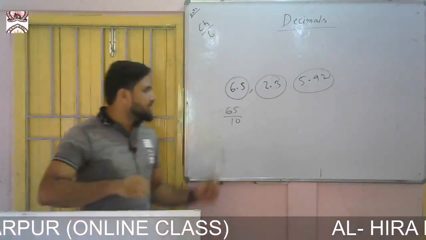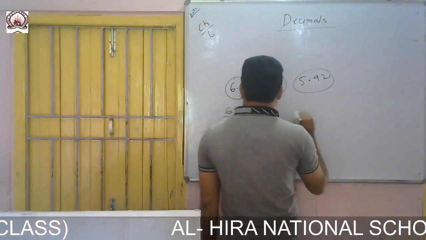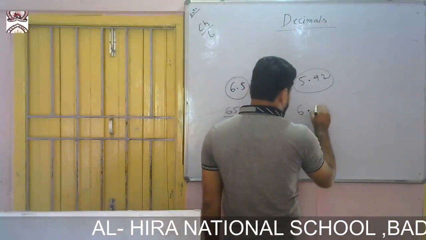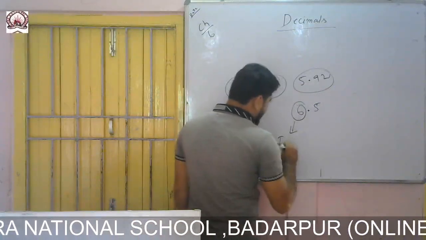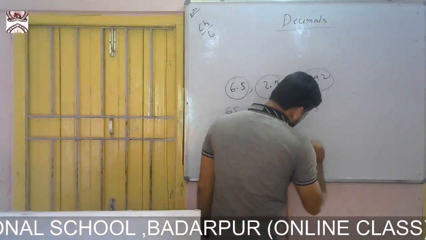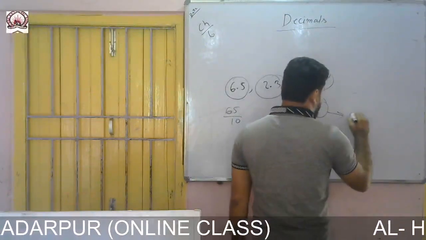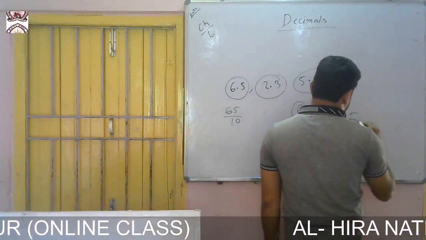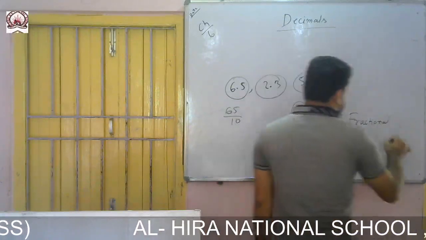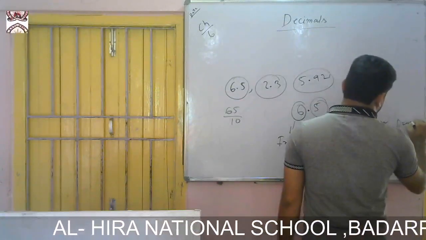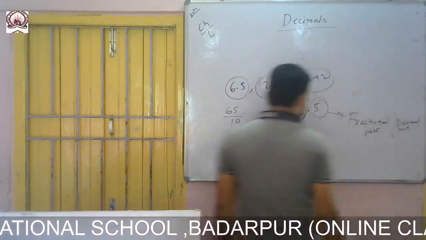Now a decimal number has two parts. One is the integral part and the other is the fractional part. Suppose I say 6.5, so this part is called the integral part, and this part is called the fractional part or decimal part. Okay.